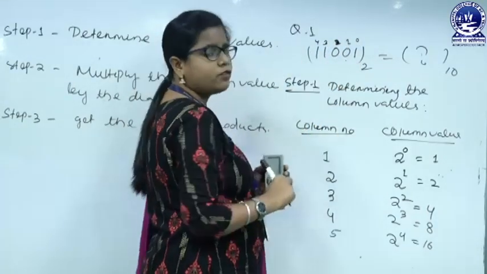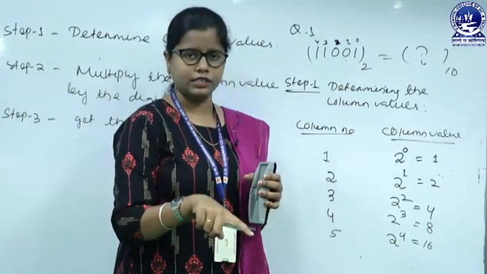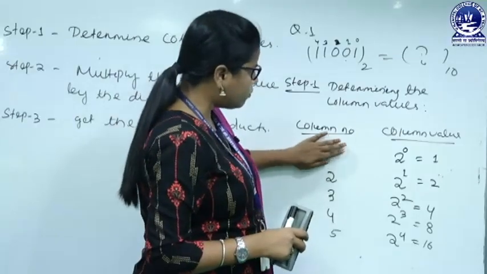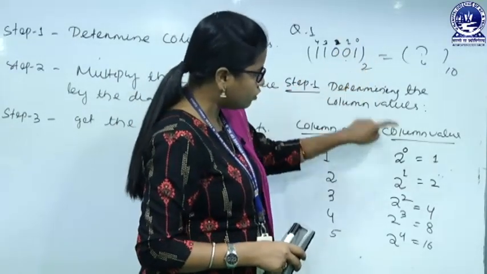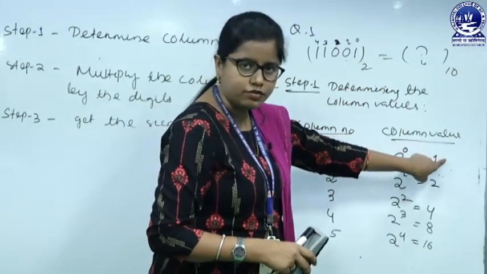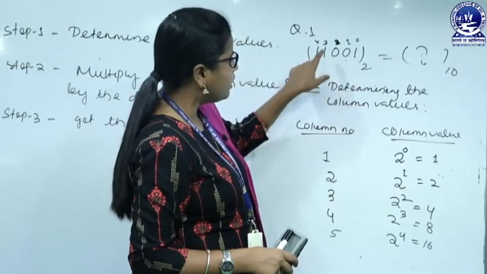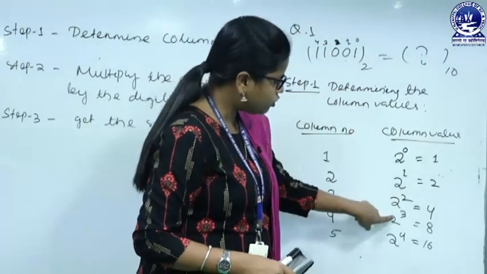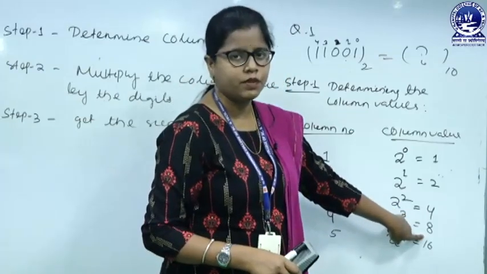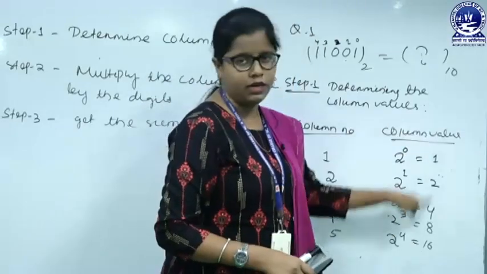Next, we calculate the column values, that is base to the power weightage. For column number 1, the weightage is 0 and the base is 2. 2 to the power 0 is 1. For column number 4, counting 1, 2, 3, 4, the weightage is 3. 2 to the power 3 is 8. So in the first step, we have to determine these column values.